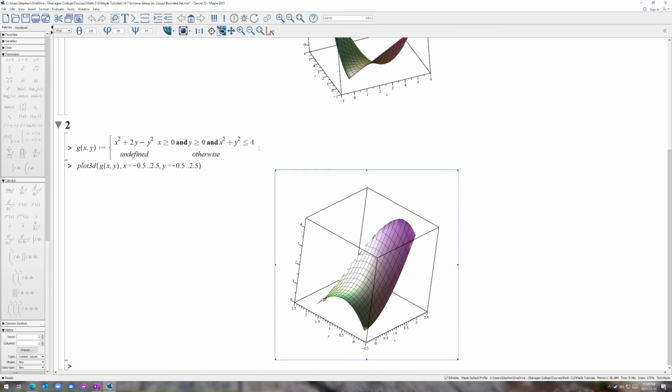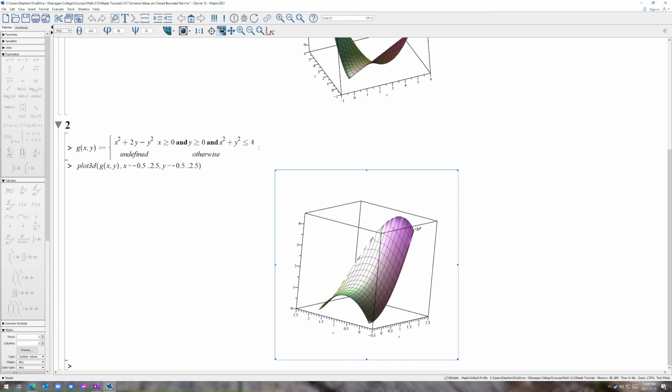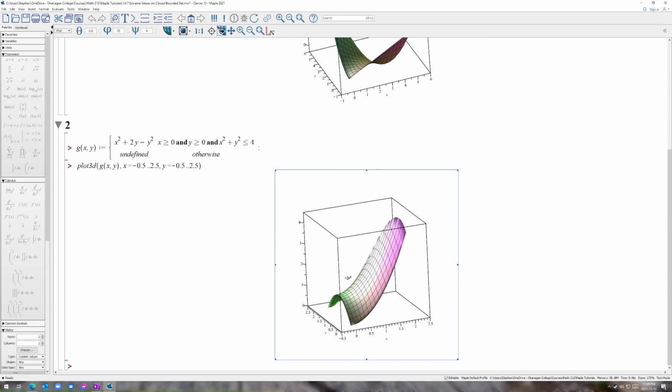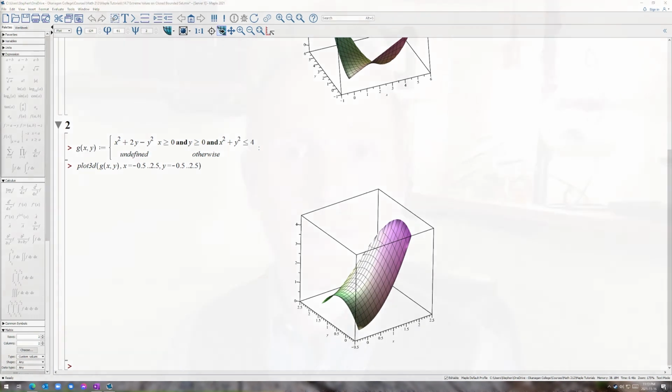We have two minimum values at 2 of the vertices, and our third vertex is not quite the highest, it's just a little bit below this maximum value which occurs along the boundary edge. That maximum value there is 4.5. So you get a pretty good sense of what we've just maximized and minimized on that region.